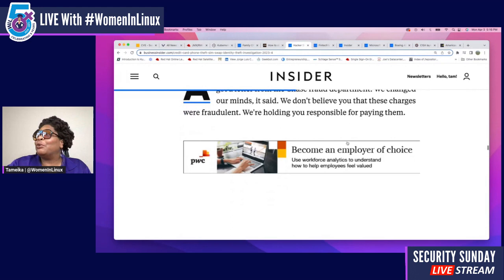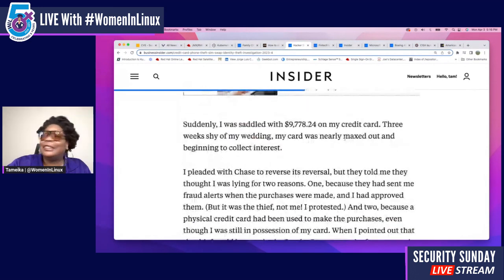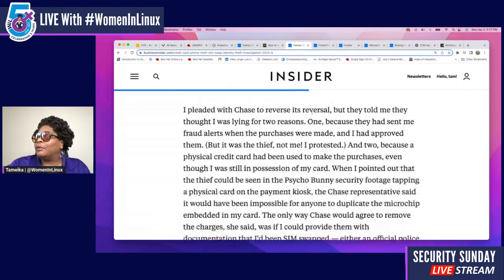Suddenly, I was saddled with $9,700 on my credit card, 3 weeks shy of my wedding. My card was nearly maxed out and beginning to collect interest. I pleaded with Chase to reverse this reversal, but they told me they thought I was lying for two reasons.